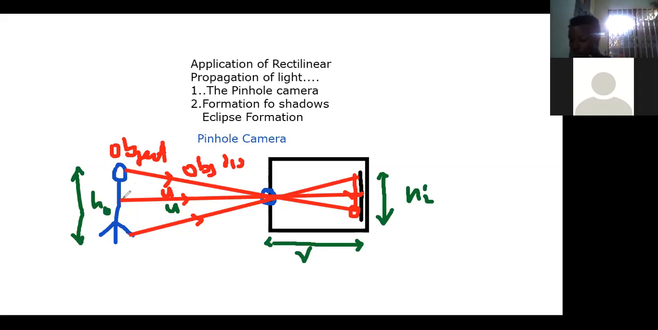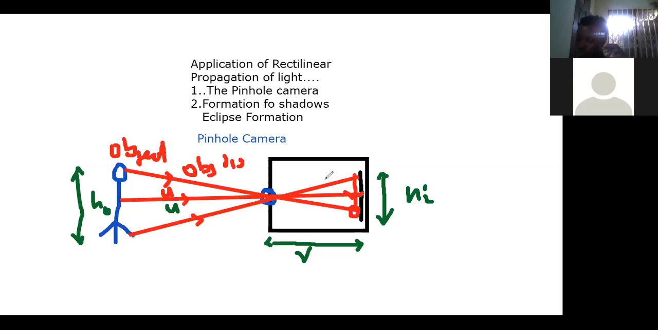Now, this is how the formation of the image works. Light travels from one point on the object into the screen at the back. Now, one point on the object corresponds to a particular point on the image. That's what we said. And this leads to the production of the image.